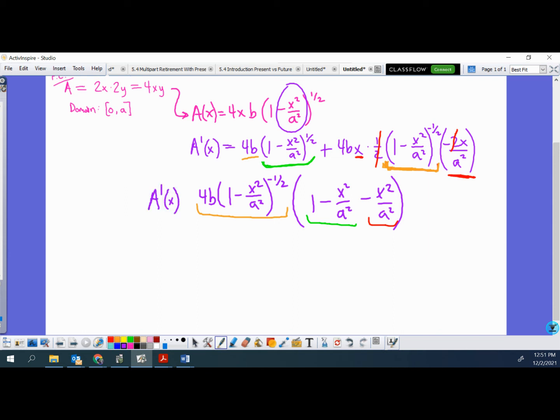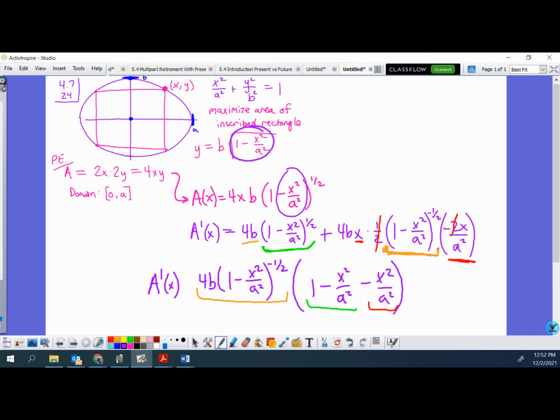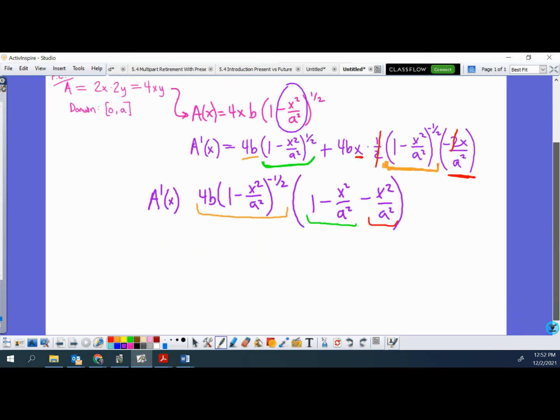And I'll just point out, like this factor right here, first of all, 4b, b's a constant. That's not going to be 0. If b is 0, it's one of those stupid rectangles. So that's not the answer we want. And then 1 minus x squared over a squared, we already had that factor in A of x, right? That's this here. It's in the actual area function. It's not that either. That's not what we want, because if that's 0, then the area is 0. That's another one of the stupid rectangles. That's where y equals 0.